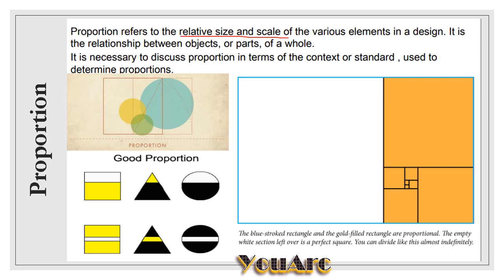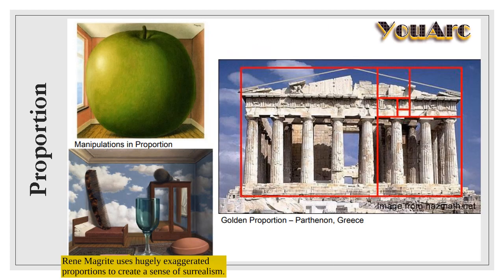So all the figures here are acting as good proportion, because the proportion of one element with another element are coinciding and giving a complete picture of perfect proportion. So we can see this building, the Parthenon in Greece, is maintaining a golden proportion here. This is considered one of the best proportion examples.